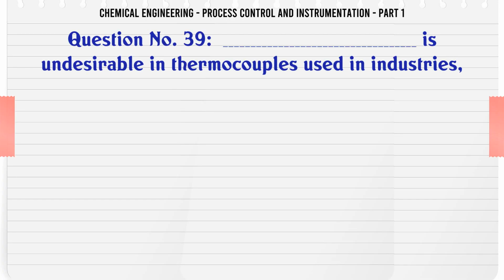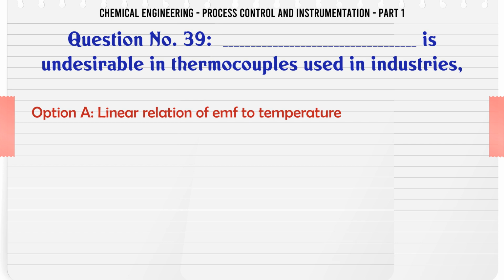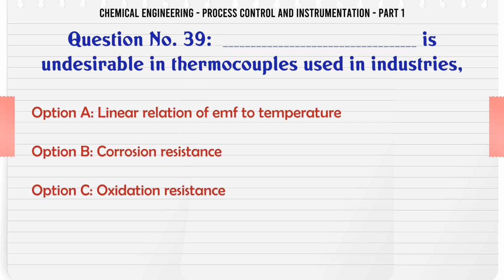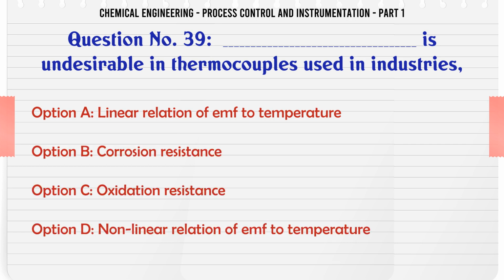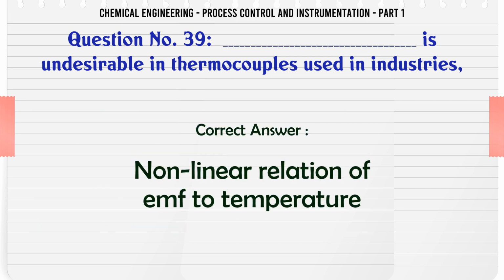_____ is undesirable in thermocouples used in industries. A. Linear relation of EMF to temperature. B. Corrosion resistance. C. Oxidation resistance. D. Nonlinear relation of EMF to temperature. The correct answer is nonlinear relation of EMF to temperature.